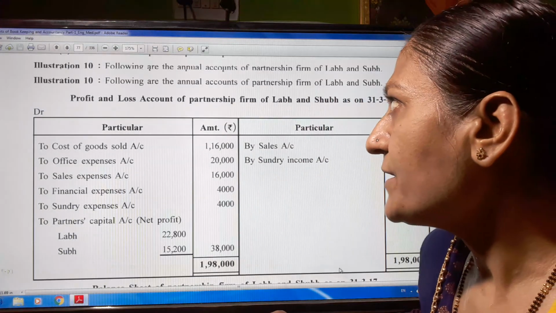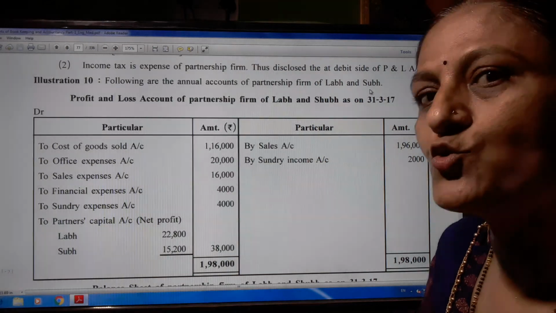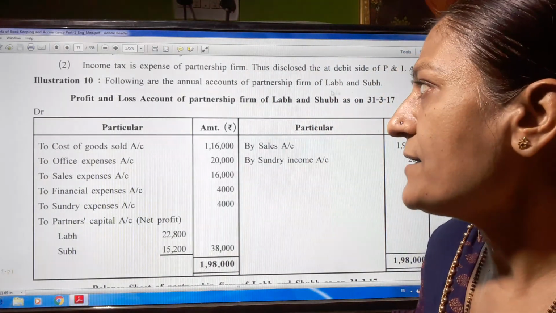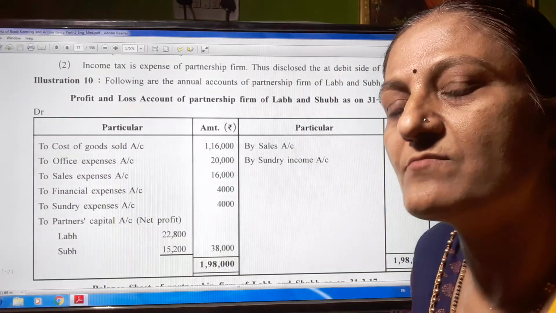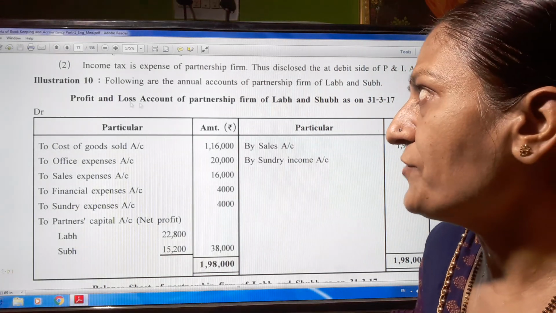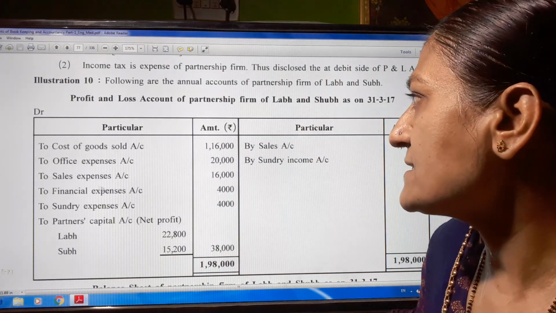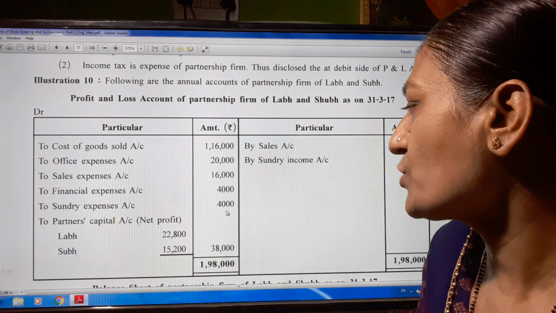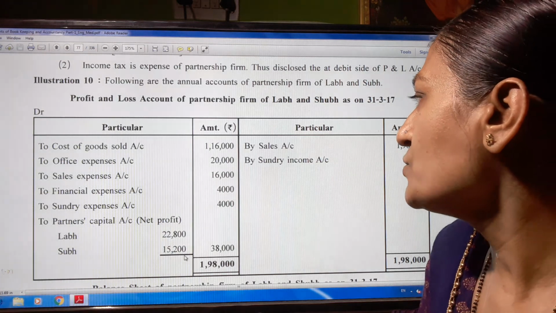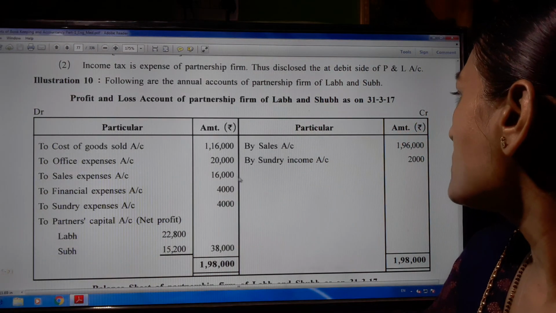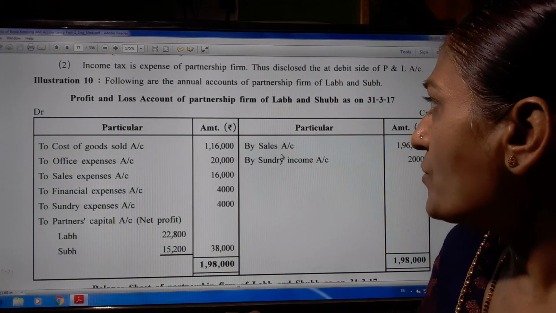Now let us start illustration number 10. Following are the annual accounts of the partnership firm of Labh and Shubh. Here two partners are there, Labh and Shubh, and their accounts are given. Profit and loss account of partnership firm of Labh and Shubh on 31st March 2017. Directly they give the profit and loss account. Cost of goods sold 1,16,000, office expense 20,000, sales expense 16,000, financial expense 4,000, sundry expense 4,000. Partners' capital account, net profit: Labh 22,800, Shubh 15,200. Sales 1,96,000 and sundry income 2,000. It means here the profit and loss account is given.